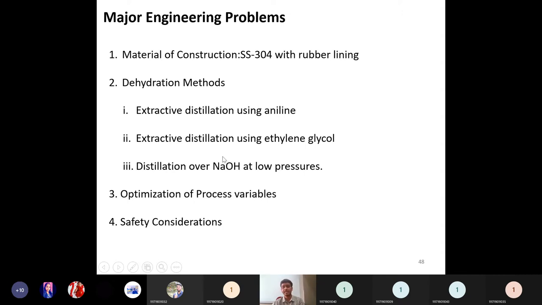But here, maintaining low or subatmospheric pressure is very difficult, and it is also very dangerous to go for low pressure. Why? Because there are dehydration as well as explosion problems. Whenever you go to subatmospheric pressure, it will reduce the boiling points of some of the components or explosive components. So we have to use the first method, which is called extractive distillation using aniline.